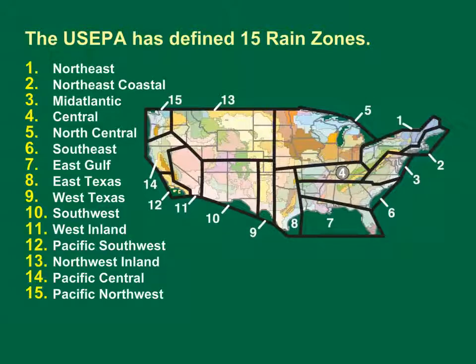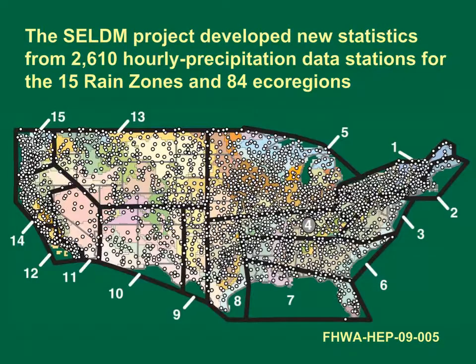Synoptic precipitation statistics between and within regions can vary substantially. The SELDM project developed new statistics from 2,610 hourly precipitation data stations for the 15 rain zones and 84 EPA Level 3 ecoregions. On this map, the precipitation stations are the white dots, the rain zones are the thick black lines, state boundaries are the gray lines, and the ecoregions are the pastel-colored polygons.